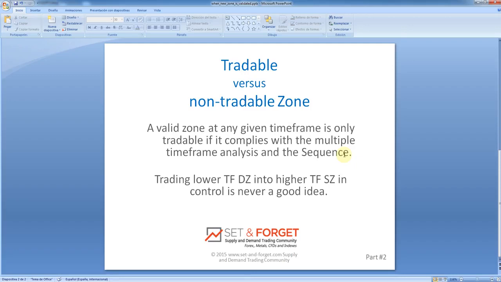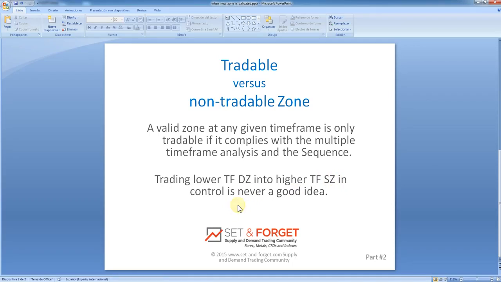Okay? You have that sequence, you analyze each time frame independently, and then you link all time frames together and you obtain a sequence. You locate which is the time frame out of alignment, and then you make a decision. That's very important. And also, it is very important that trading lower time frame areas of demand, for example, into higher time frame areas of supply in control is never a good idea.